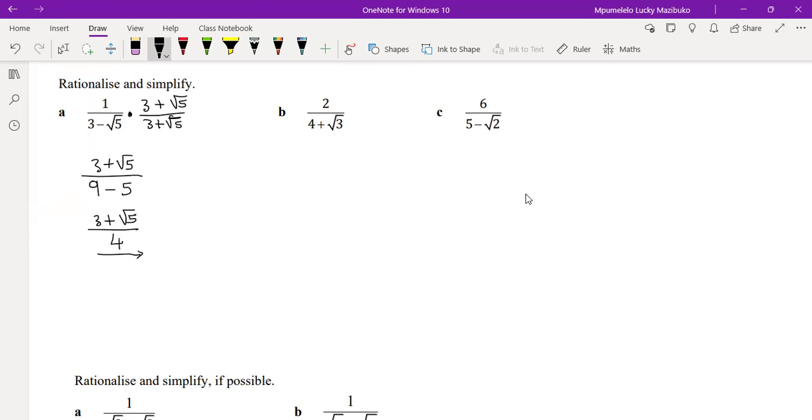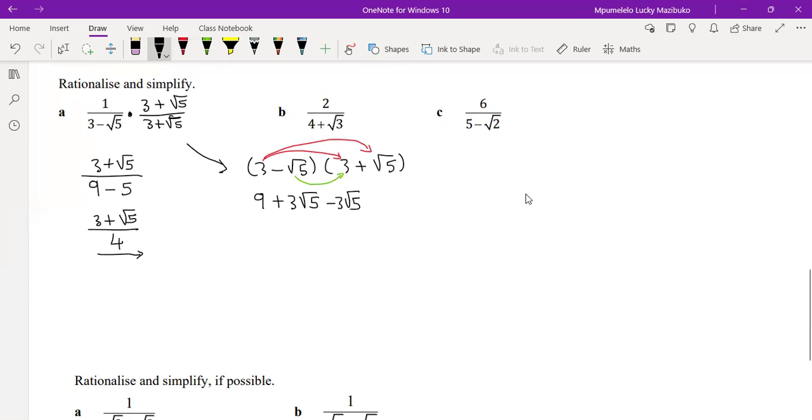For those who are interested in how I got to 9 minus 5, let's test this. You have 3 minus square root 5 multiplied by 3 plus square root 5. When you distribute, 3 times 3 gives you a 9. Then 3 times a positive square root 5, you'll get a positive 3 square root 5. Then negative square root 5 times 3, you get a negative 3 square root 5.